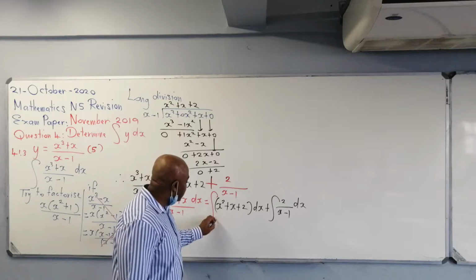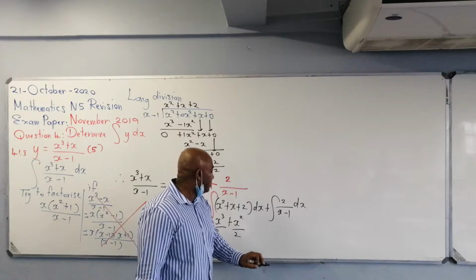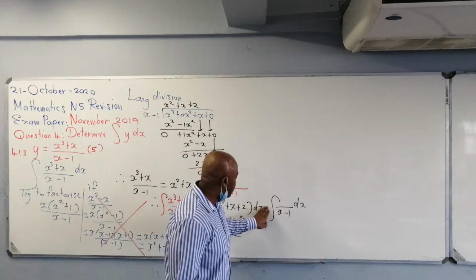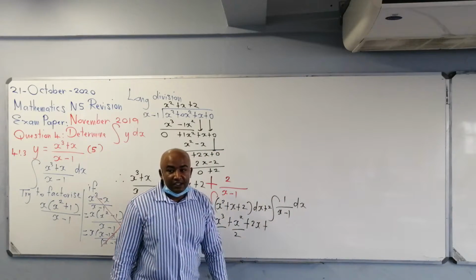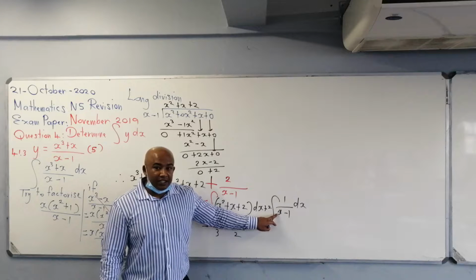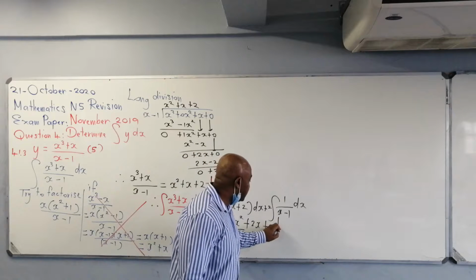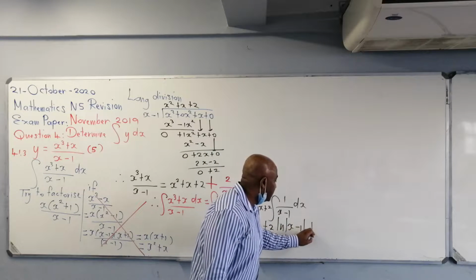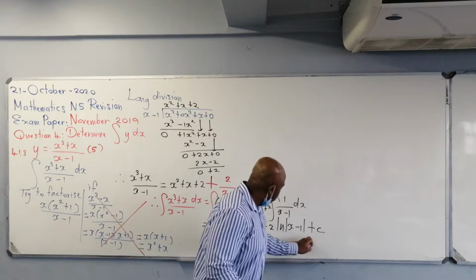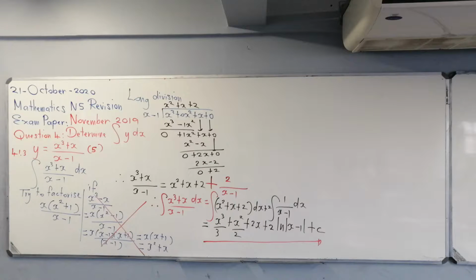So now I can integrate x squared, which will be x to the power 3 over 3. This is easy, x to the power 2 over 2 plus 2x plus, you know this 2, you can write it in front to make sure that you have an exact derivative. The numerator is 1 and the denominator is x minus 1. The numerator is an exact derivative of the denominator, so therefore the answer is ln absolute value of the denominator plus c. So that was this question from our N5 November 2019 paper.